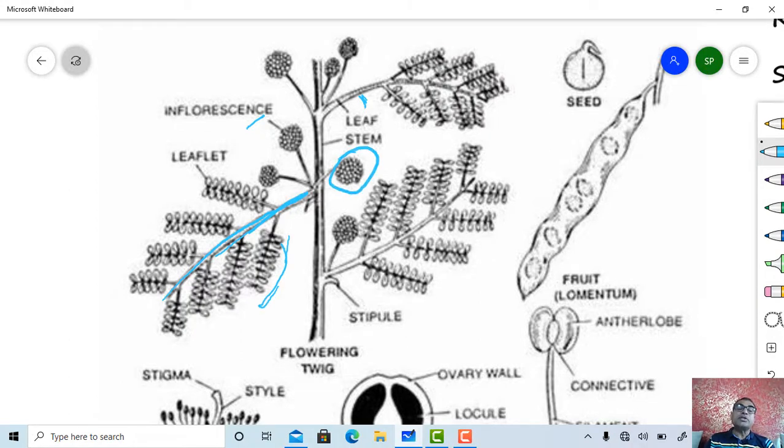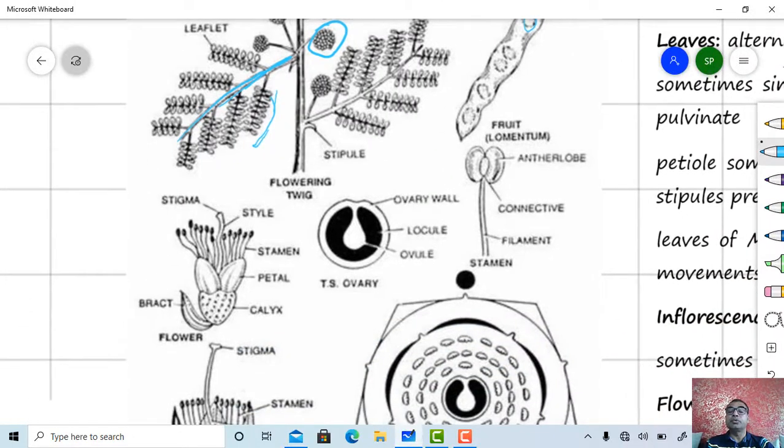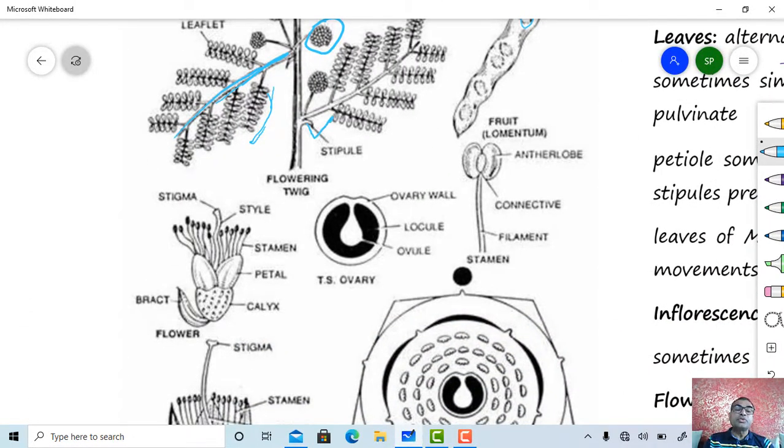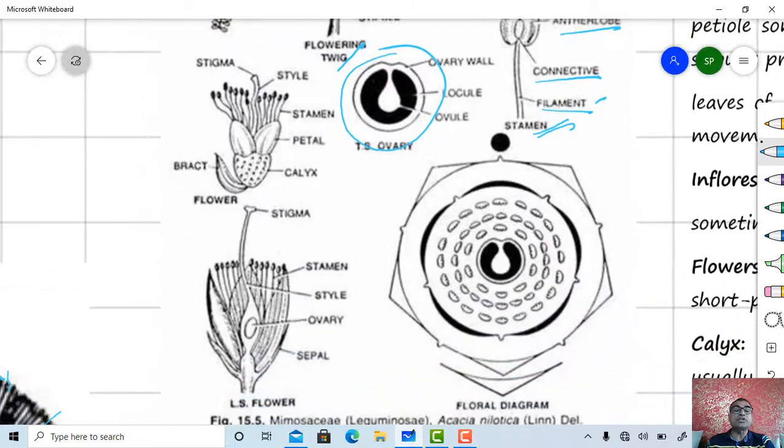This one is a cymose head type of inflorescence. The seeds are present inside the pod or fruit. Then these are the stipules, just thorn-like stipules are present here. So this is a flowering twig. Just see the stamens. This is the filament, which is somewhat elongated and beautiful. See the region of connective and dithecous anther lobes. Section of the ovary completely showing the marginal placentation.